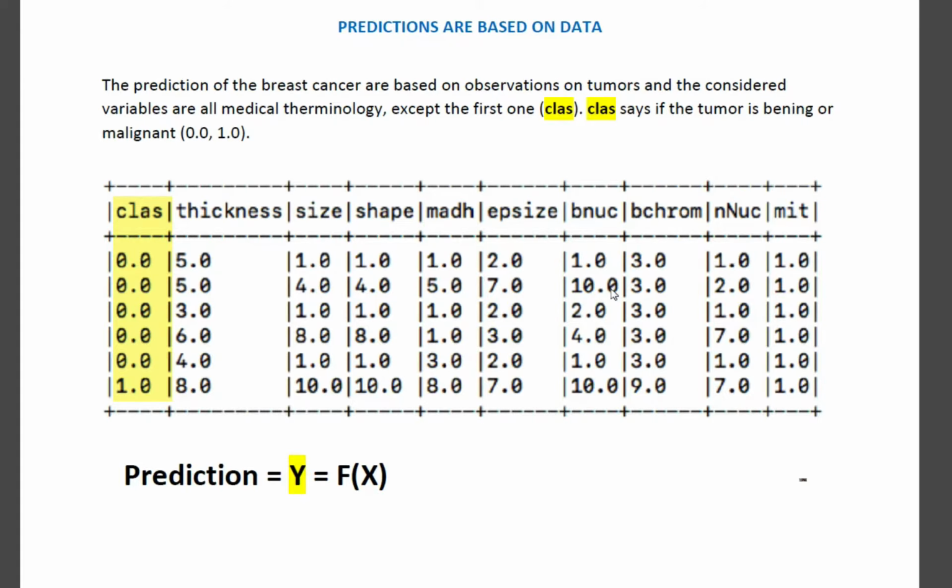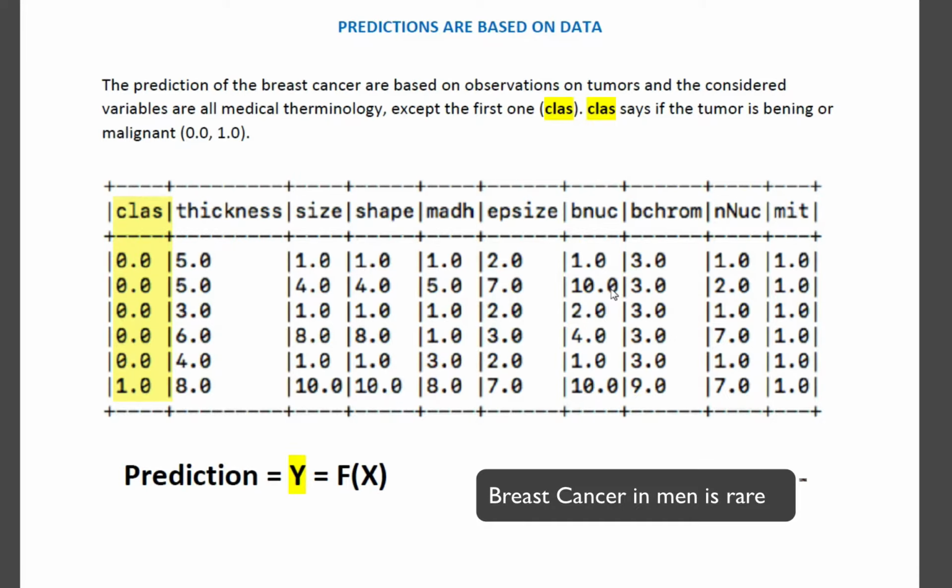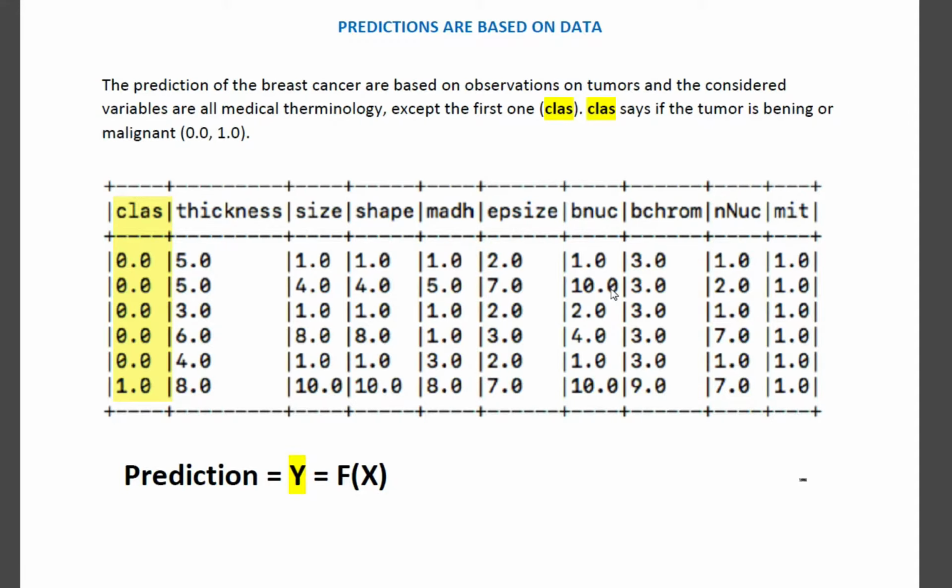variables that are all medical terminology that we don't understand, but clearly there is none that is sex, for example. Sex is not involved because cancer in men is really rare, so it doesn't make any sense to build a model to predict cancer in men, but in women, yes. So all of this data is collected on women, not on men. So that's why sex, for example, is not included.